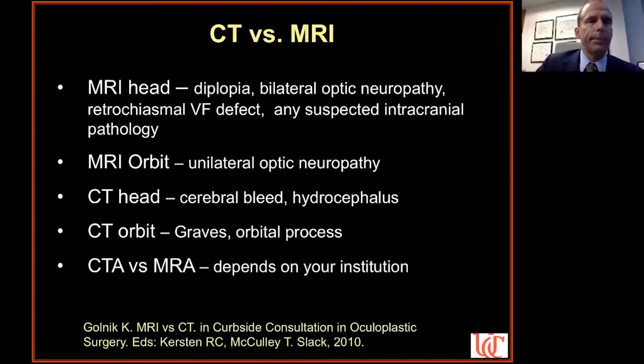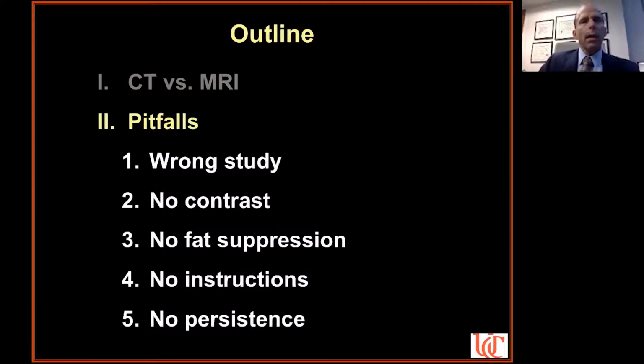And then CTA versus MRA, as I mentioned, I think that depends on your institution. They can both be excellent ways to look at the blood vessels, to rule out aneurysms, to look for cavernous sinus fistula and arteriovenous malformations. So that's sort of my general philosophy about CT versus MRI.